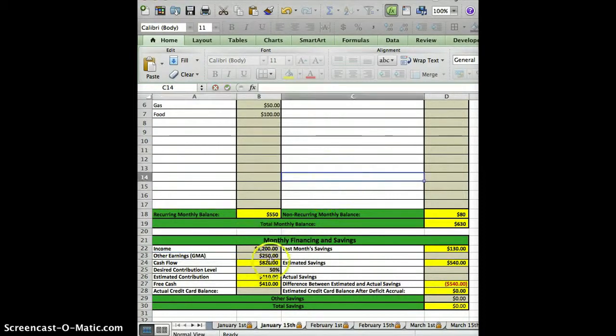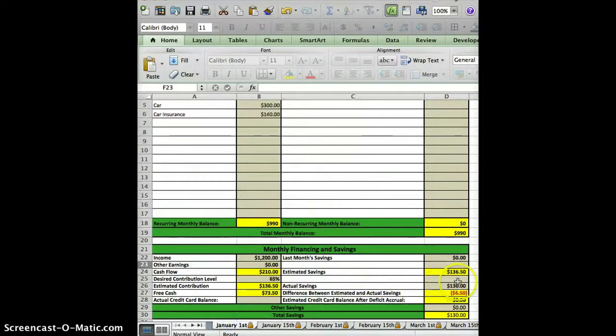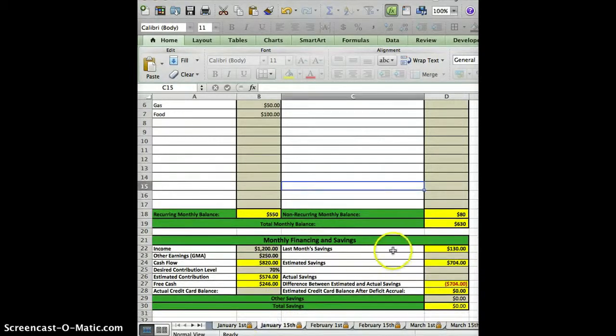Okay, so now you see our cash flow is $820. Let's say, once again, we want to save, let's say on this paycheck, we want to save 70%. That means that we need to put in $574, and we'll have about $246 of free cash. Now, if you look at our last month's savings, it's $130. The reason why is because your actual savings last month was $130. So make sure that you enter in that actual savings.